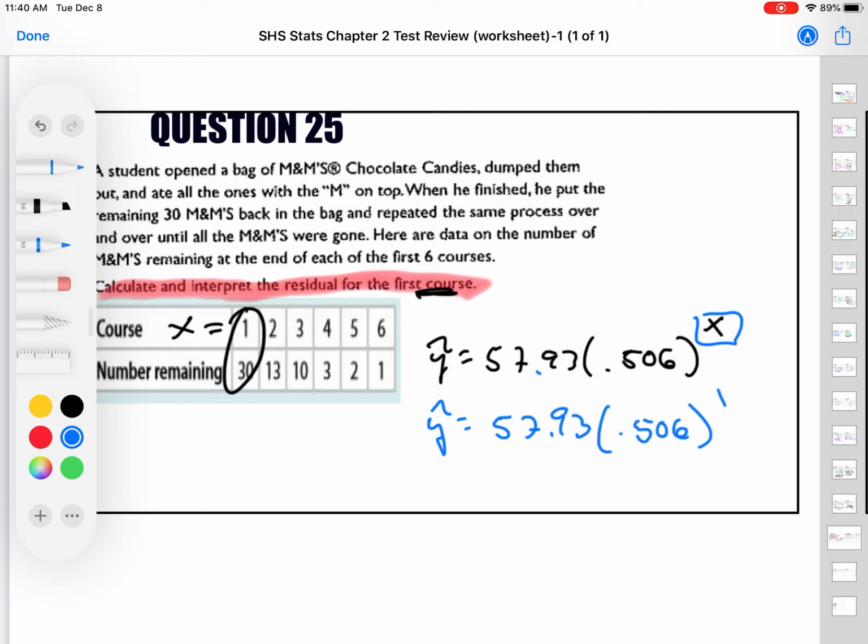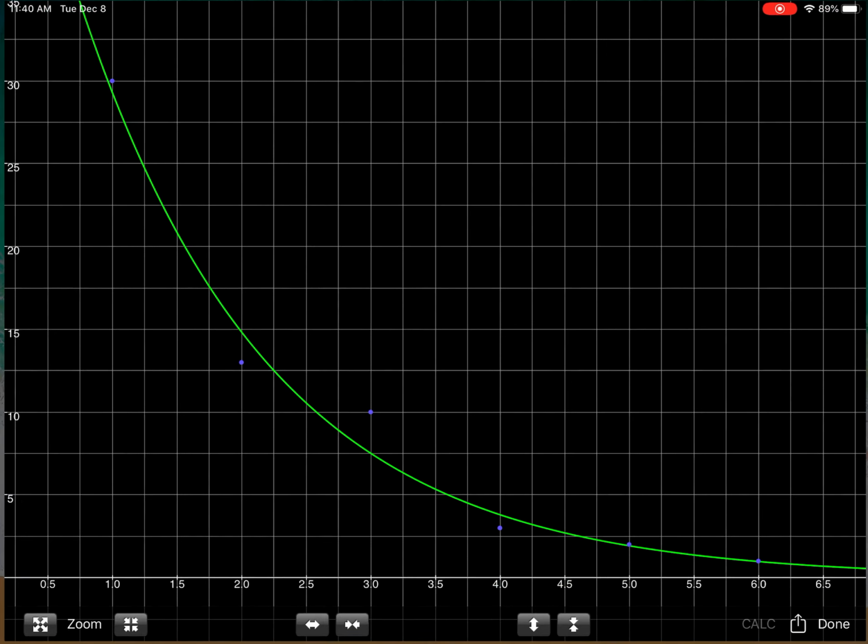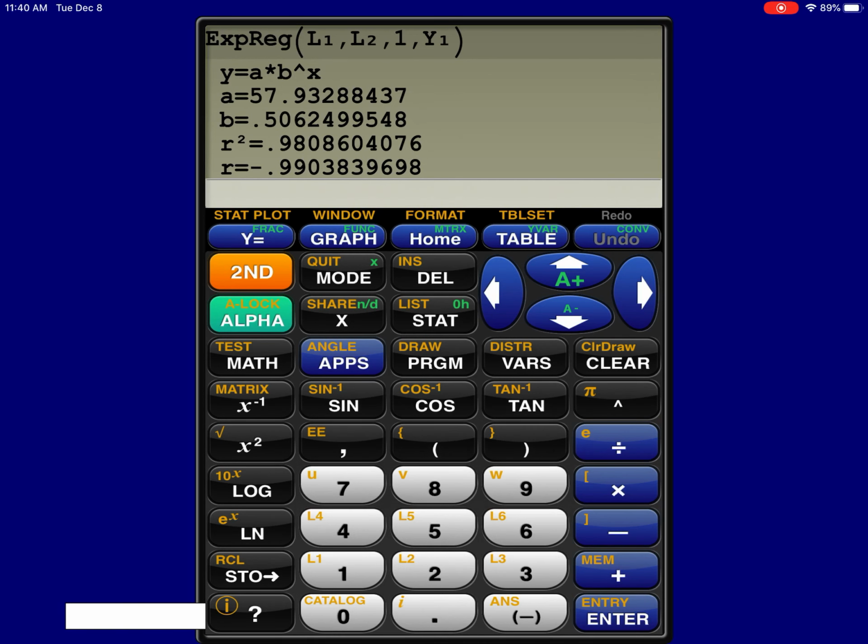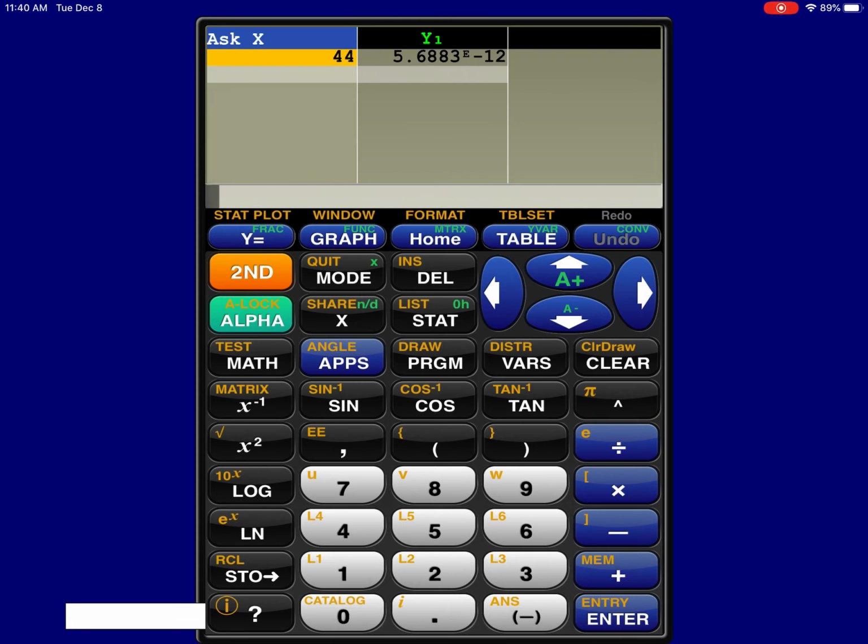Teach you guys a calculator trick. So press done. And then let's just go to table. And you can just press 1. And you get an answer: 29, if you round up, 32. My number's off by a little bit. What's wrong?